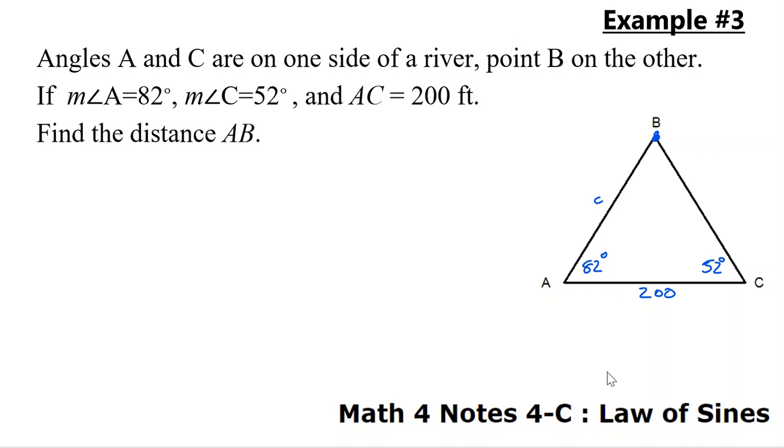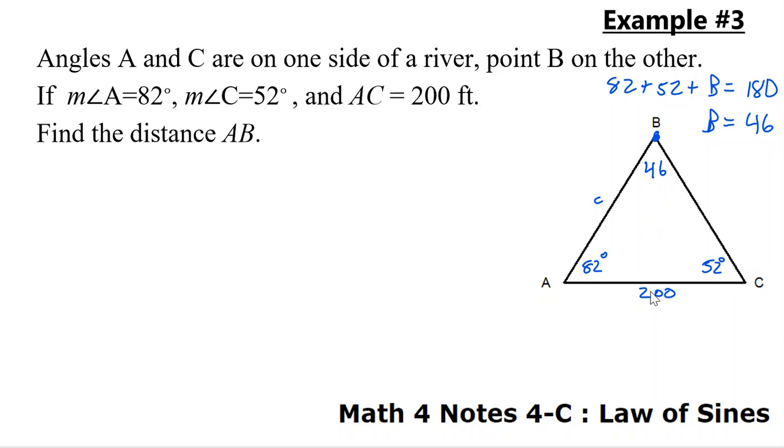I'm recognizing that the only side that I have to work with is the 200, which, wait a minute, I don't know how many degrees angle B is. So I'm going to have to back up and say, all right, 82 plus 52 plus B should add up to 180. Now, those make 134, which this is going to make 46. So that should be 46.